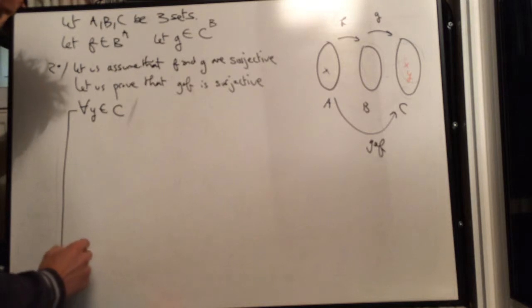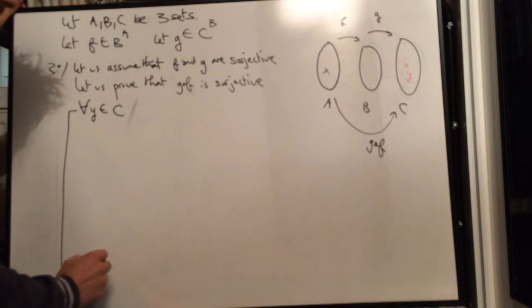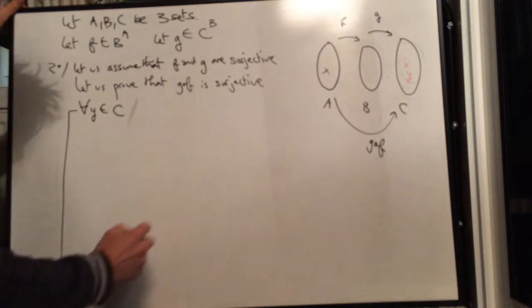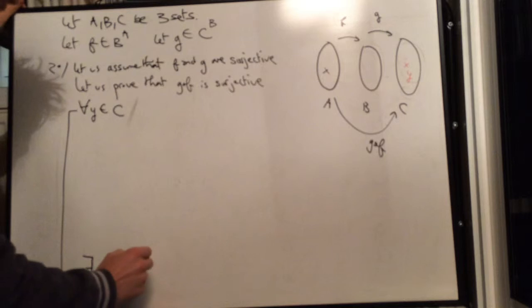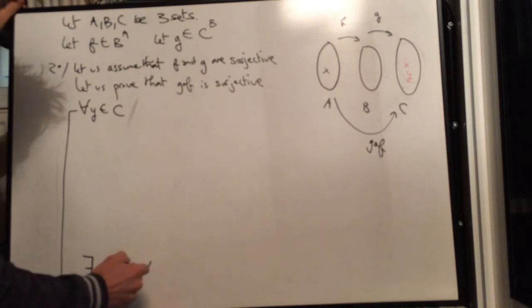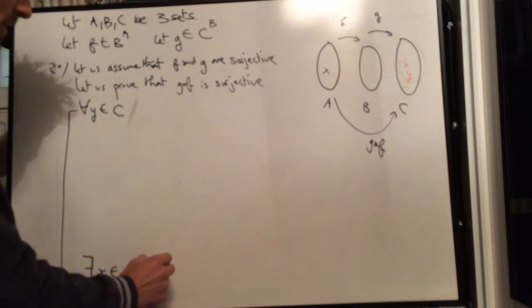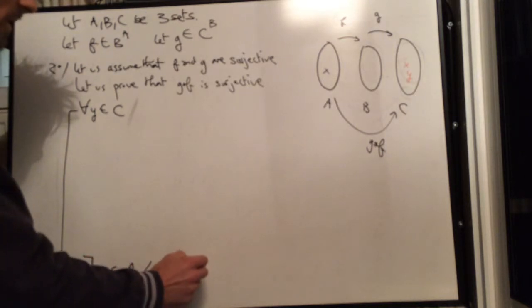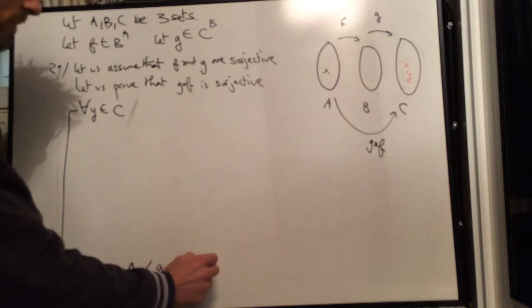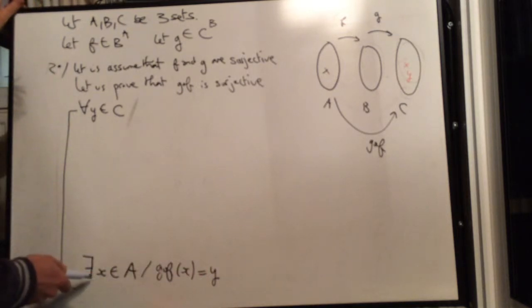We must find an x. There exists one x that belongs to A, such that its image by g of f is equal to y: g of f of x is equal to y. So we must build this element. And here we have the body that allows us to prove a function is surjective.